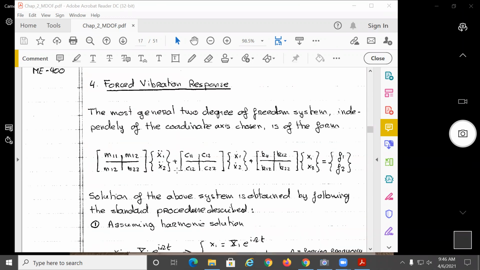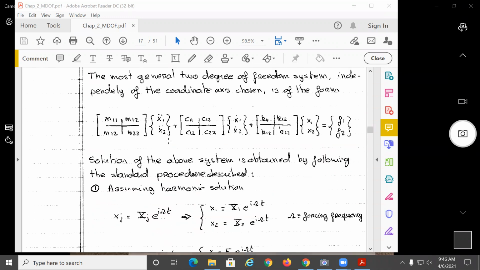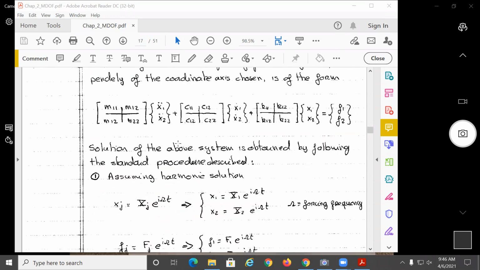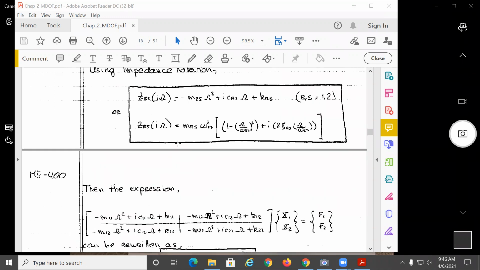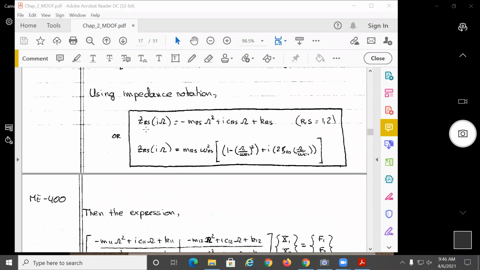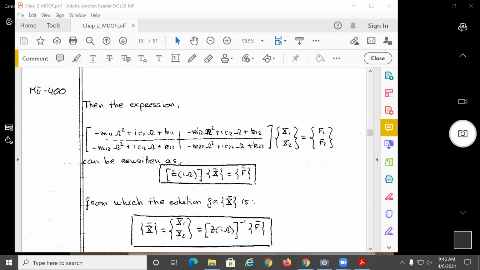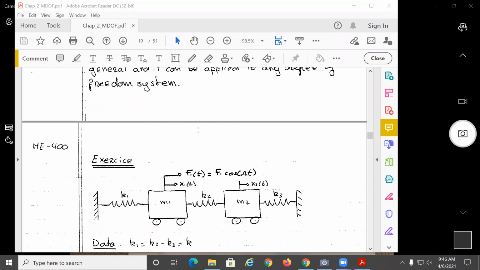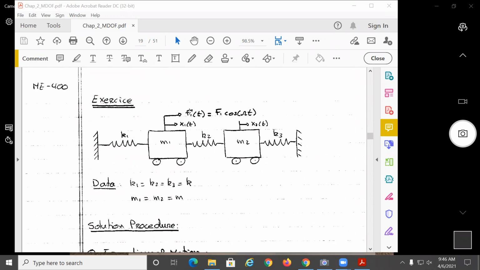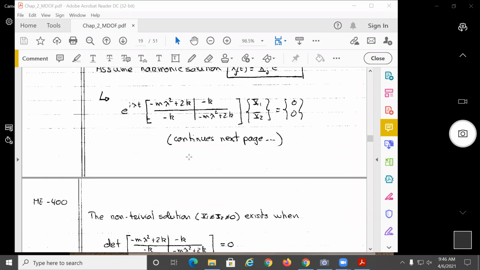We did the forced vibration, all right? But here I didn't go in detail because the derivation is the same as before. We look at the solution. We use the impedance notation with the Z's. We can also solve this with the Laplace transform if we want, but I mean, we cannot do everything. And we look at the solution for this type of problem.